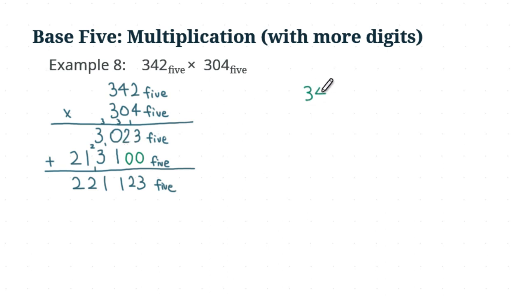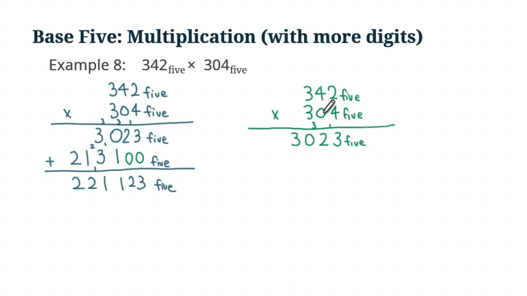So we have 3, 4, 2 base 5, and then times 3, 0, 4 base 5. Right, we are going to do the exact same thing, but I'm just going to do it a lot faster than before. So 2 times 4 is 8, so you get the 3 here and carry 1. 4 times 4 is 16, plus 1 is 17, so we're going to get 2, and then you're going to carry 3. So 3 times 4 is 12. 12 plus 3 is 15, so you get 0 here, and then you carry 3 of those. Right? So that's the first row.